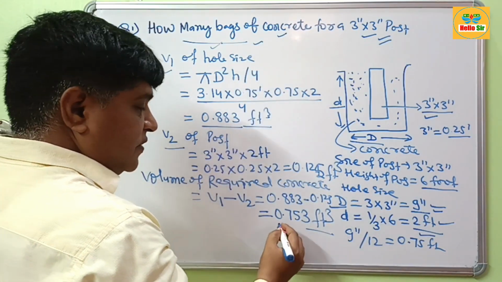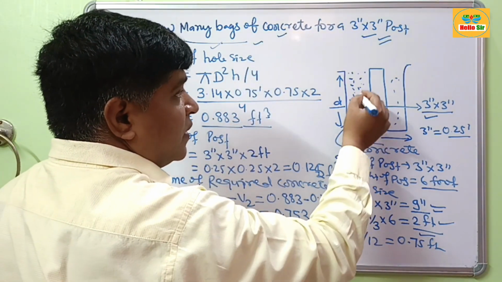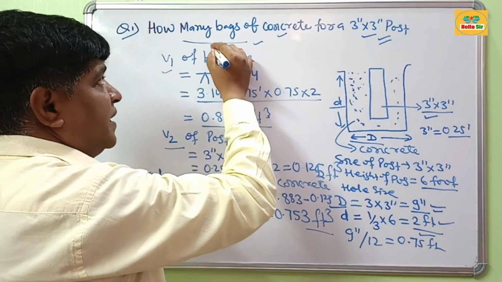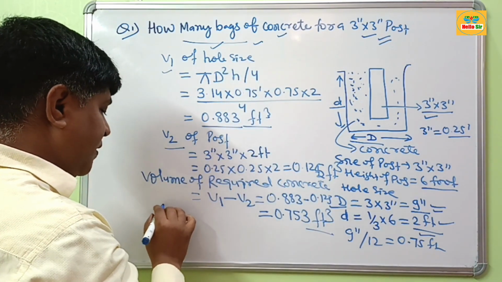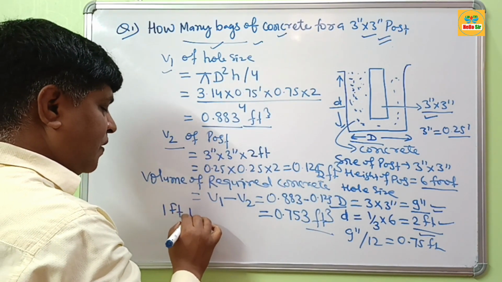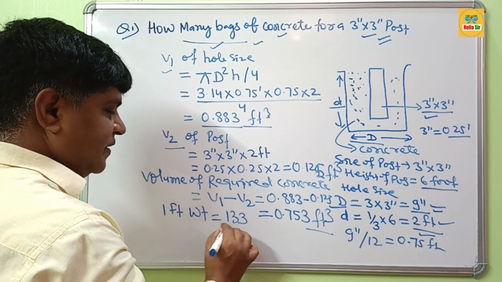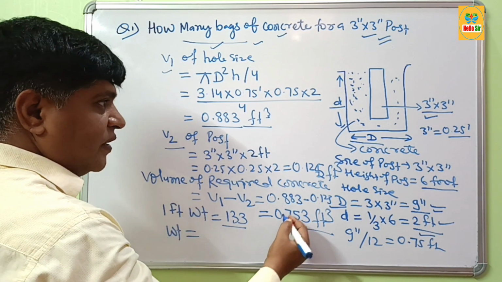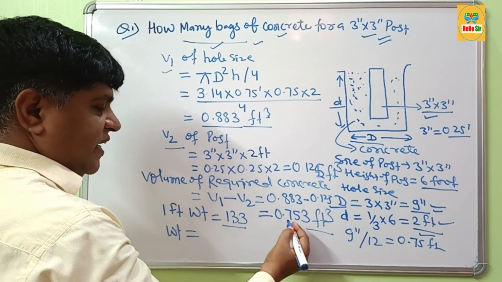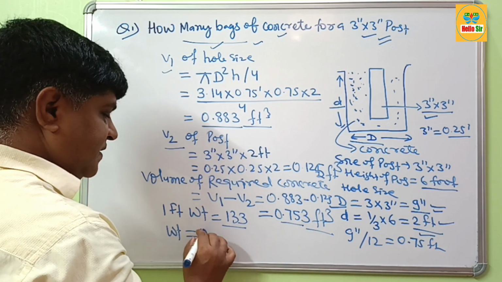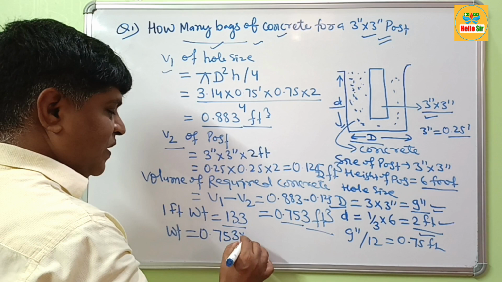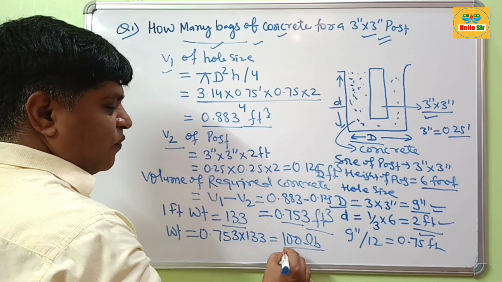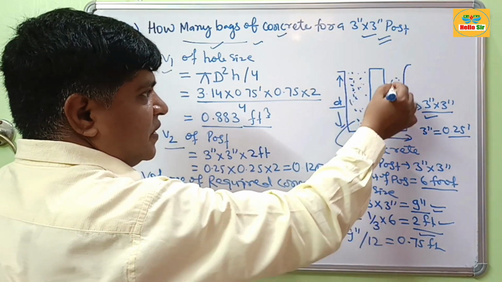And here you have to calculate the number of bags. It means you require 0.753 cubic feet of concrete to fill this hole, and you have to calculate this complete quantity in bags. Now come to the topic. 1 cubic foot of premix concrete weighs about 133 pounds. The total weight is calculated by multiplying volume by density. This is the density and this is the volume. If you multiply 0.753 by 133, it comes to about 100 pounds. It means you require about 100 pounds of concrete to fill this hole.